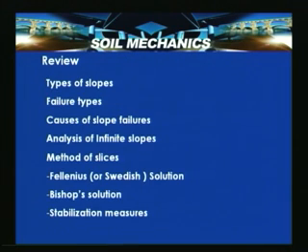In this topic, we have reviewed types of slopes and failure types, causes of slope failures, and we also looked into analysis of infinite slopes and the method of slices. We used the circular arc method of analysis, discussed Taylor's method for undrained conditions, and discussed the Fellenius method, the extension of Bishop's method, and stabilization measures. With this we come to the end of the stability of slopes, where we have discussed the analysis methods as well as some example problems, and also different avenues available for stabilizing slopes.